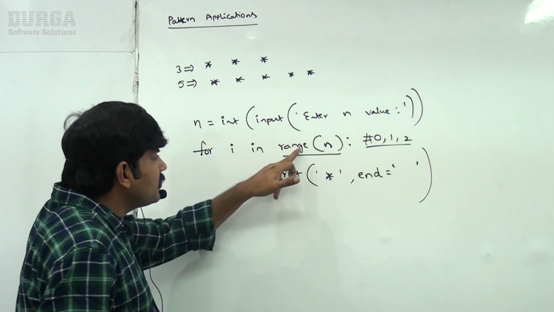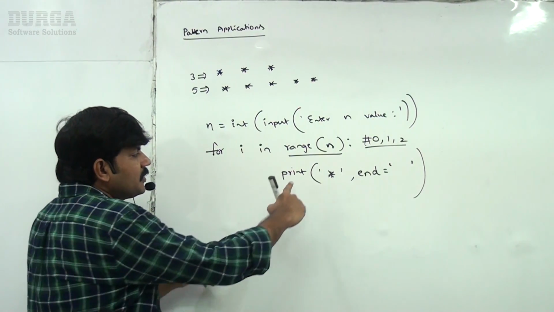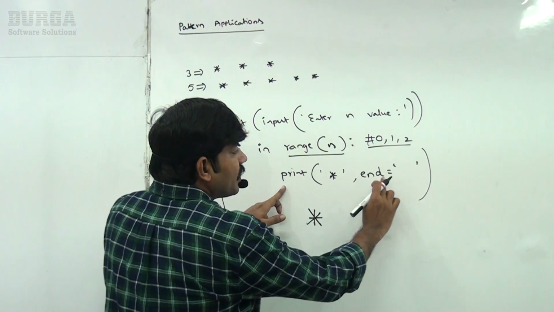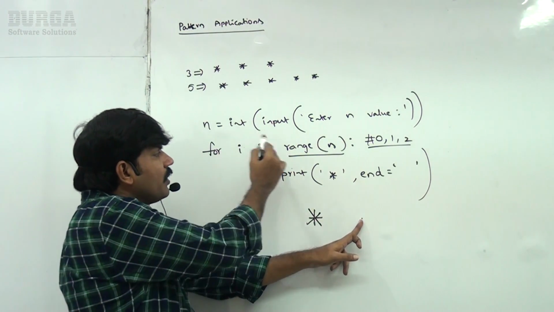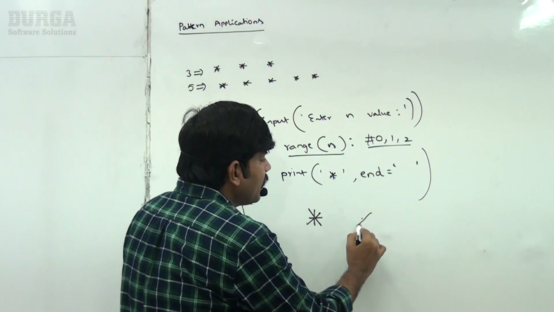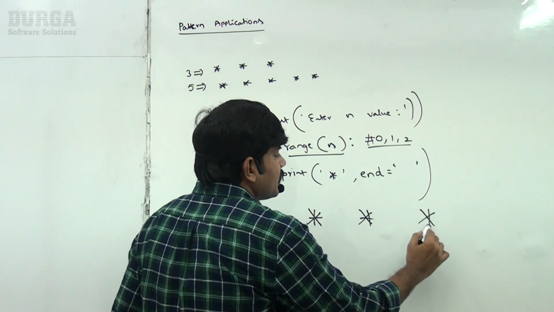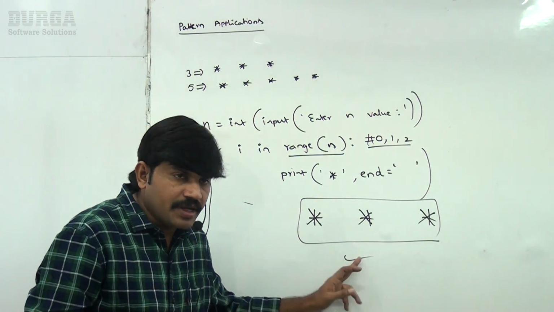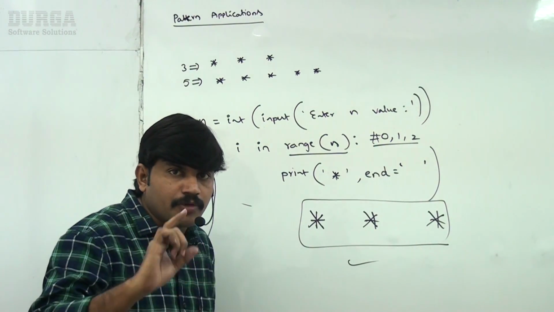How many times will it execute? n number of times; assume 3. Print of star: the star is printed, and immediately after the print the end space comes. Next time the for loop prints again, then a space. Again a print, then a space. That gives my required format. Which attribute do we require? The end attribute.